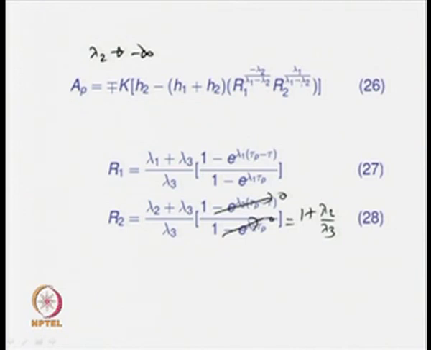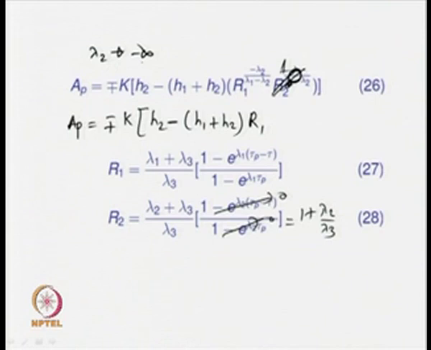Now, what about this one? When lambda 2 tends to minus infinity, this lambda 1 will be neglected, that means divide or multiply this by 1. So, this inner lambda 1 will go out, this will be a large value, and 1 upon a large value will be 0. So, R 2 to the power 0 is 1. So, basically A p can be written as minus plus k times H 2 minus H 1 plus H 2 times R 1. Why is that so?